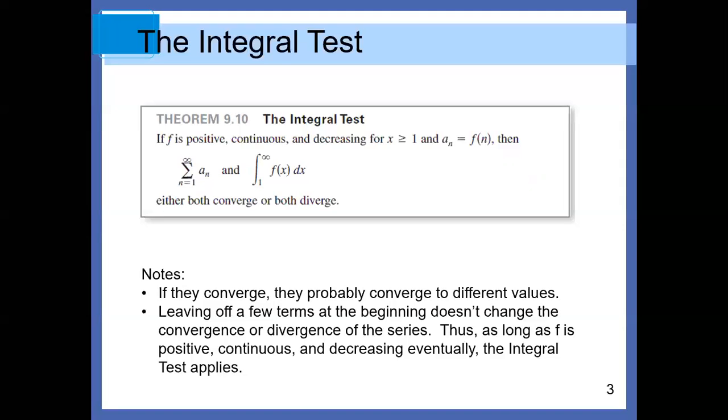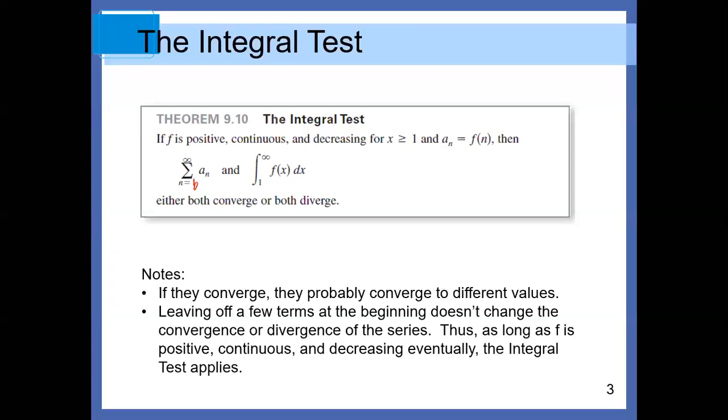I already erased the picture, but you saw that the yellow area was clearly different from the rectangular area. Does that make sense? Okay. Leaving off a few terms at the beginning doesn't change the convergence or divergence of the series, yes? Which is why we don't necessarily freak out if this started at some number B or something, okay?